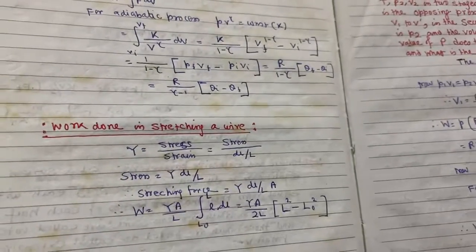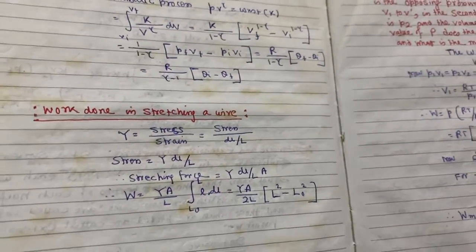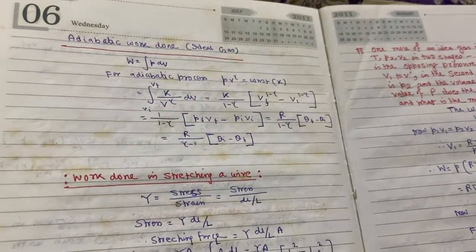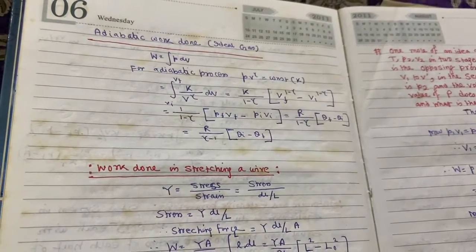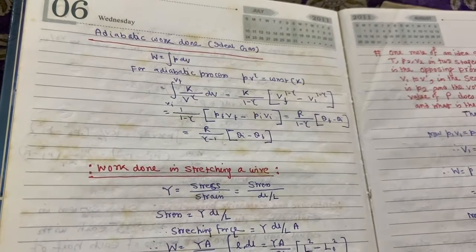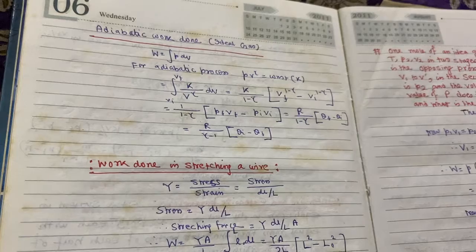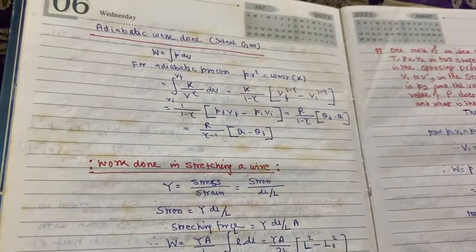Now, you know the term adiabatic process. What is the meaning of the adiabatic process? Adiabatic process means there will be no heat exchange between system and surroundings. That means the system is not taking heat from the surroundings or rejecting heat to the surroundings.